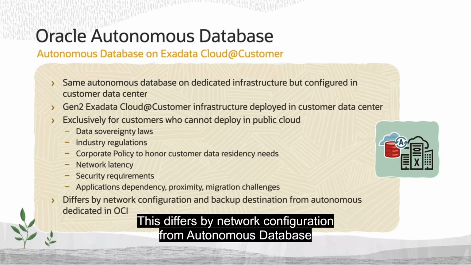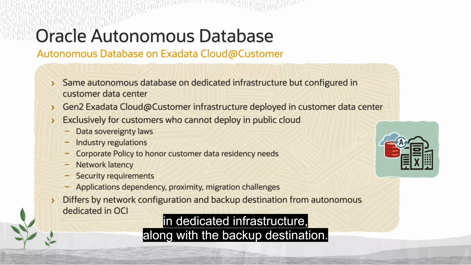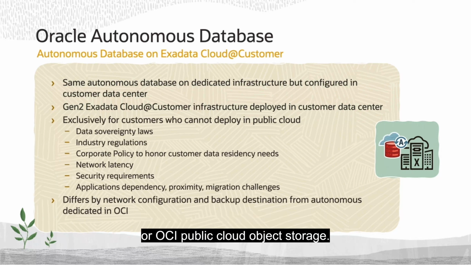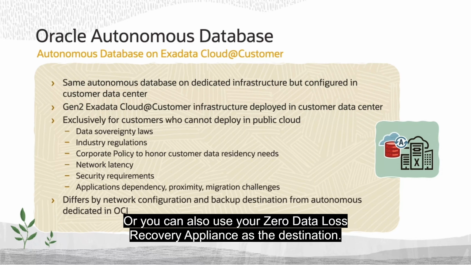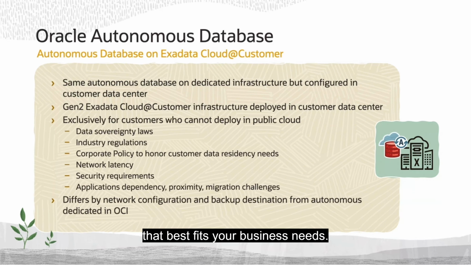This differs by network configuration from autonomous database in dedicated infrastructure, along with the backup destination. So you may choose a backup to be taken locally with NFS storage or OCI public cloud object storage, or you can also use zero data loss recovery appliance as the destination. So you may choose any of the deployment options that best fits your business needs.